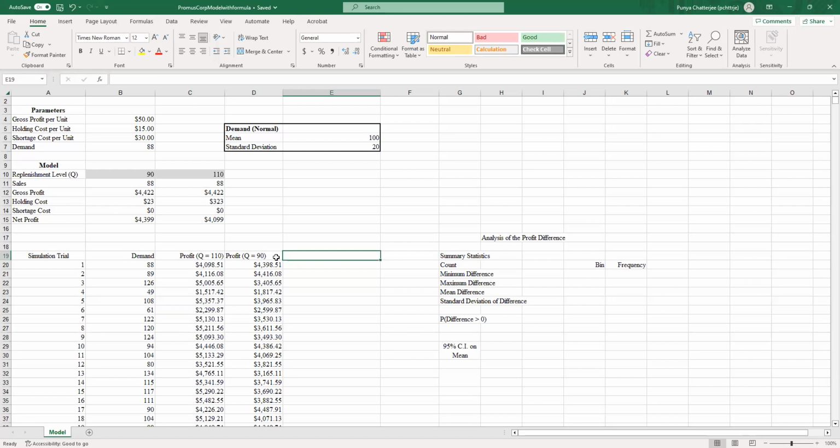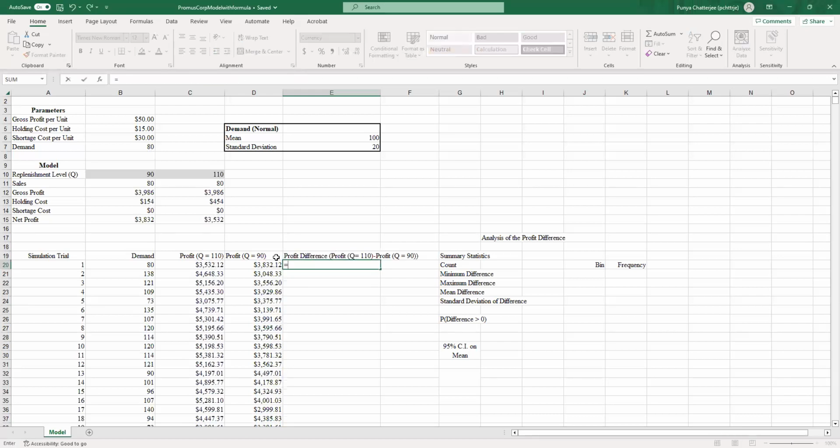So what I'm going to do is create a profit difference column so that I can analyze the difference of these profits. Profit difference. And my formula is going to be profit for Q equals 110 minus profit for Q equals 90. And the formula is, of course, your profit for 110 minus the profit for 90.